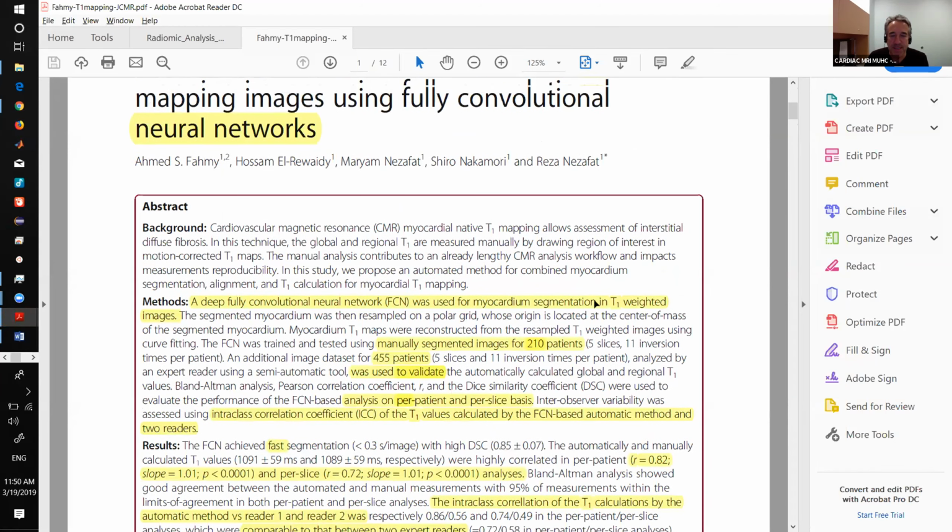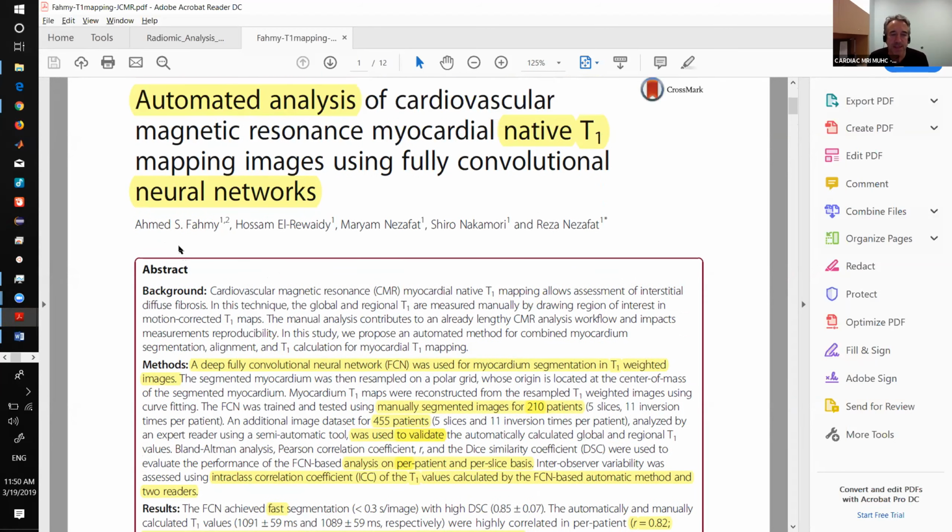Okay, if that's not the case, then we can move on to the next paper published in JCMR. The first author is Ahmed Fahmy, and it's again from Reza Nezafat's team, and it's entitled Automated Analysis of CMR Native T1 Maps Using Fully Convolutional Neural Networks. Take it from here. Yeah, hello. My name is Ahmed Fahmy, the first author of this paper. I will try to be brief, and if anyone has any question, they can just ask, and I will elaborate more.